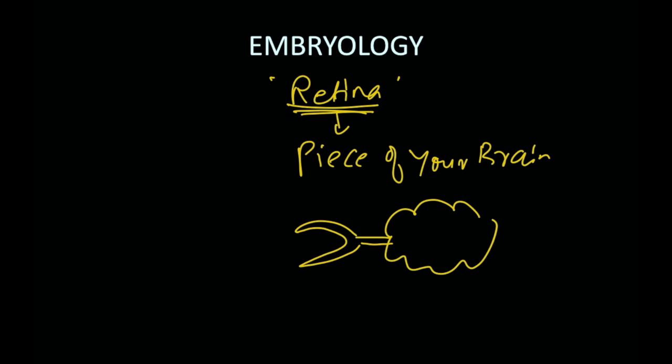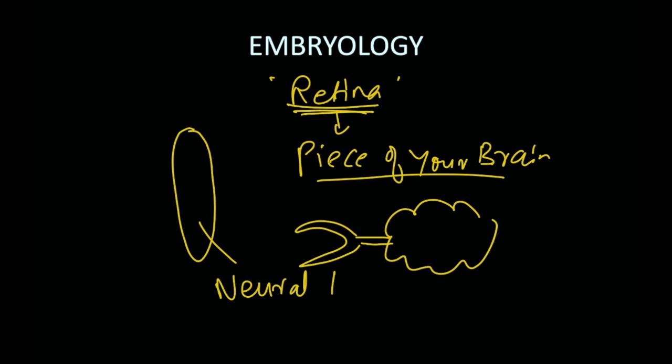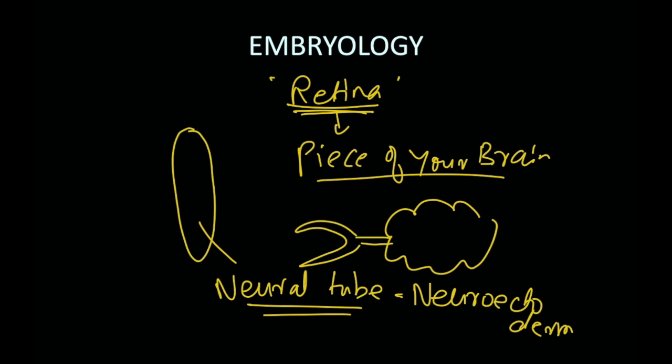So, as I just said, retina is a piece of your brain, which means the embryological structure which forms the brain should form retina. In other words, the neural tube which is formed from neuroectoderm gives the retina. So let's discuss the details further.